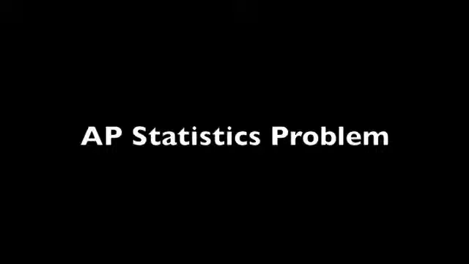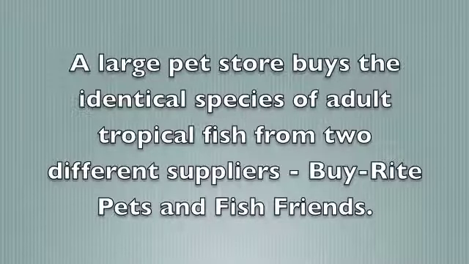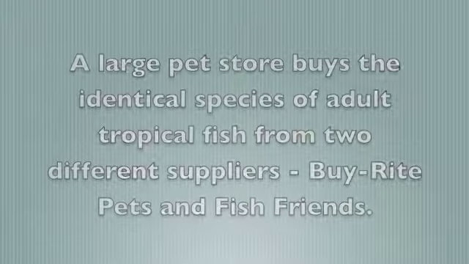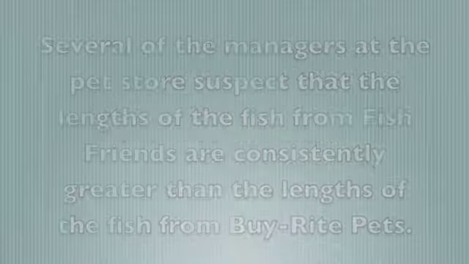Today we're going to be working on an AP statistics problem. The problem reads, a large pet store buys the identical species of adult tropical fish from two different suppliers, Buy Right Pets and Fish Friends. Several of the managers at the pet store suspect that the length of the fish from Fish Friends are consistently greater than the lengths of the fish from Buy Right Pets.